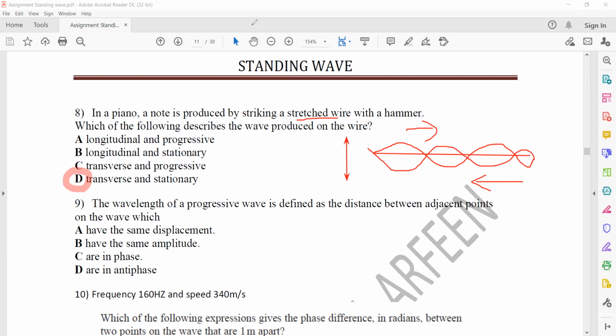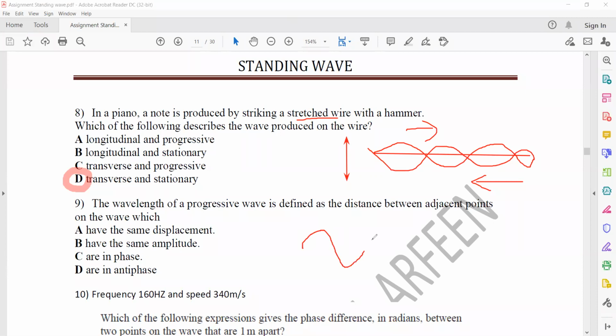The next question: the wavelength of a progressive wave is defined as the distance between adjacent points on the wave. So how do we explain the concept of wavelength? For example, if we have a progressive wave, it can be longitudinal or it can be transverse.